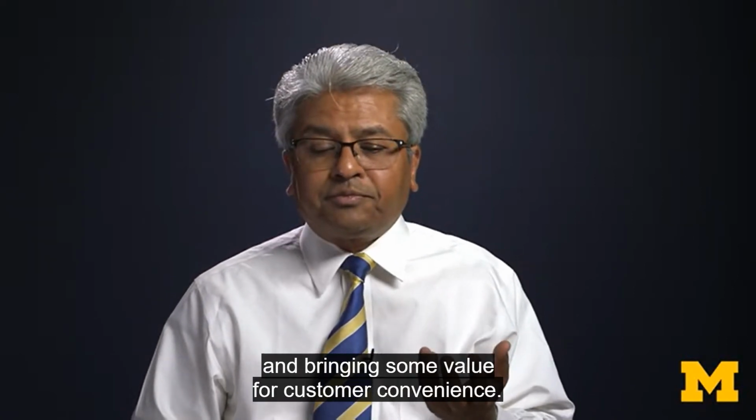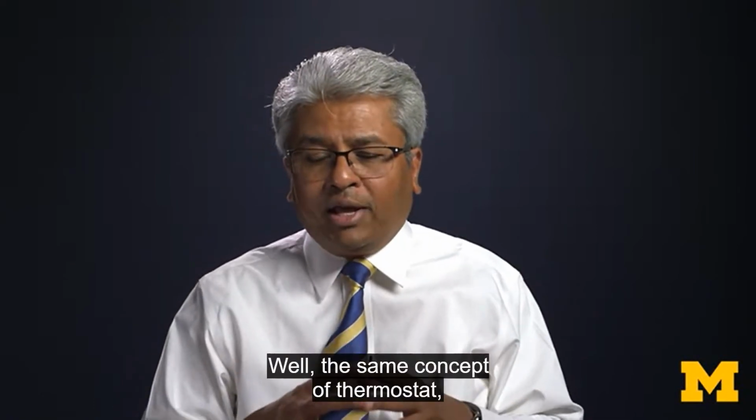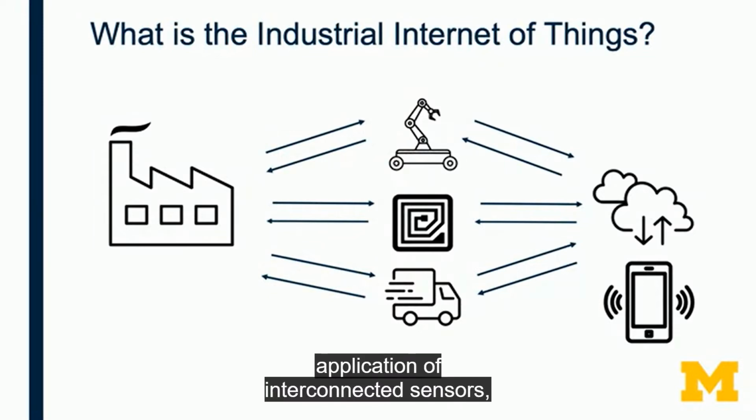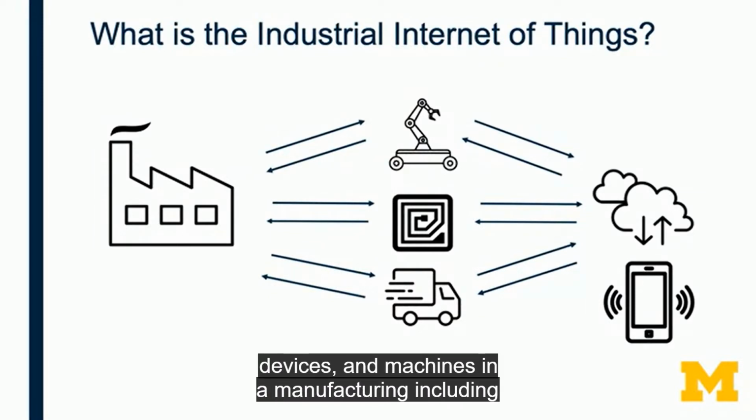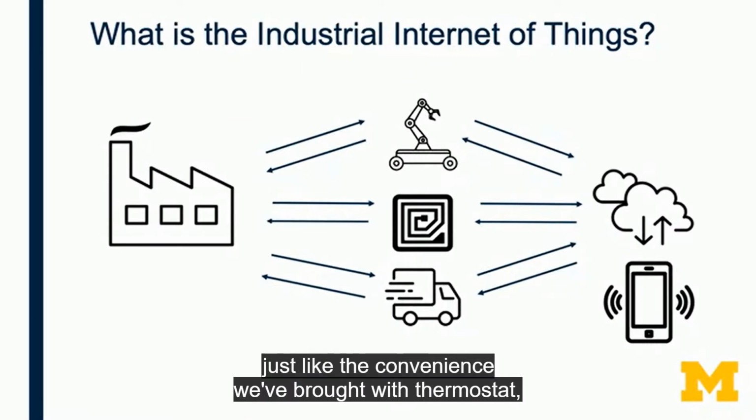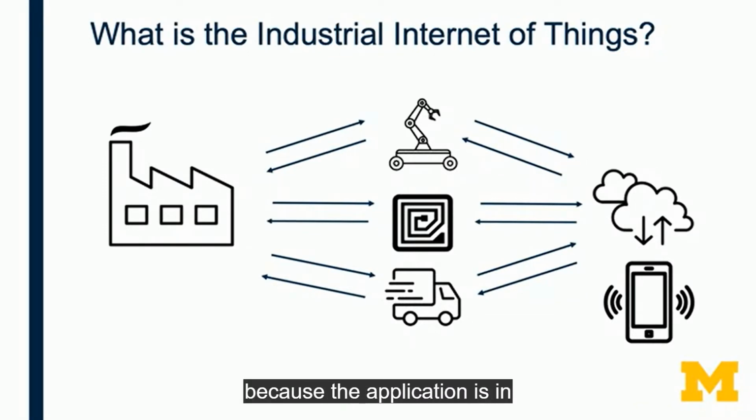So how do we move from Internet of Things to industrial Internet of Things? Well, the same concept of thermostat, if you extend this to application of interconnected sensors and devices and machines in manufacturing, including complex machines, assets, vehicles, robots, then if you can connect all these things and create contextual applications to improve the manufacturing process, just like the convenience we brought with thermostat, that application would be called the industrial Internet of Things because the application is in the context of manufacturing industry.